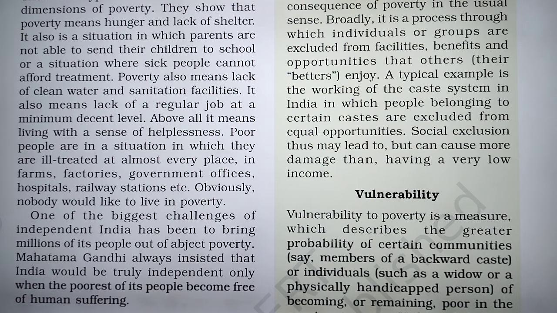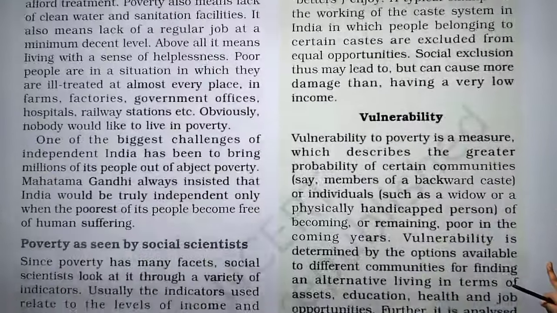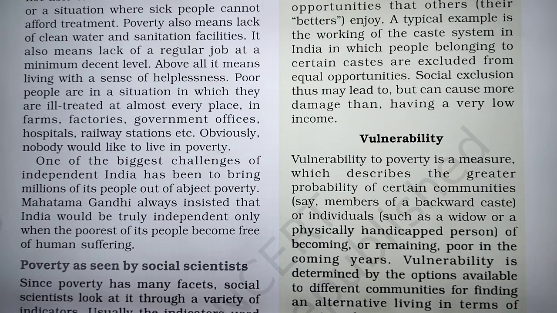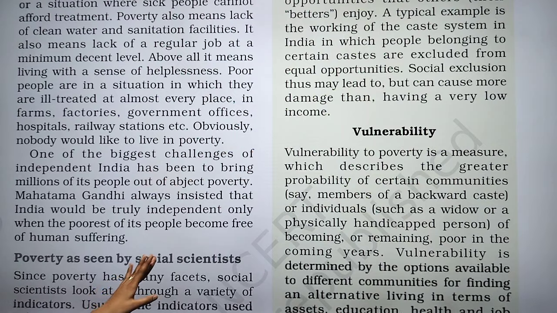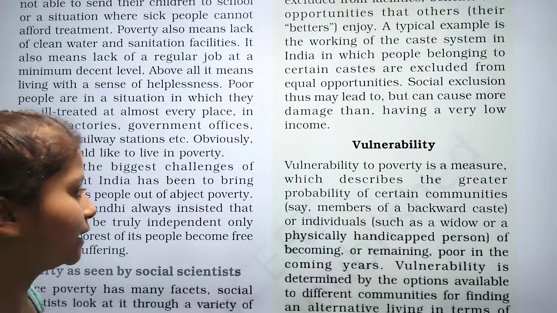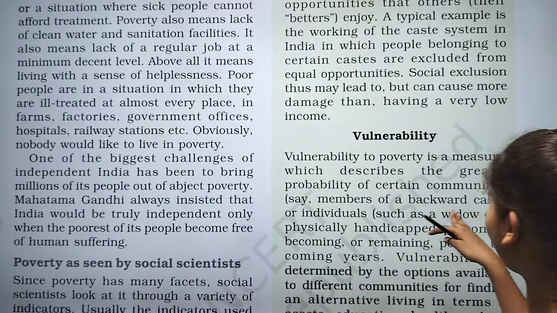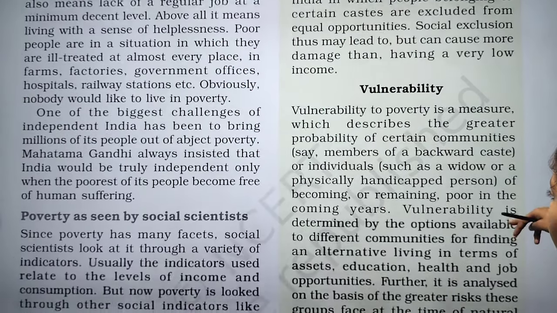Now the next thing is vulnerability, so let's discuss. Vulnerability to poverty is a measure which describes the greater probability of certain communities, say members of a backward caste, or an individual such as a widow or a physically handicapped person, of becoming or remaining poor in coming years.